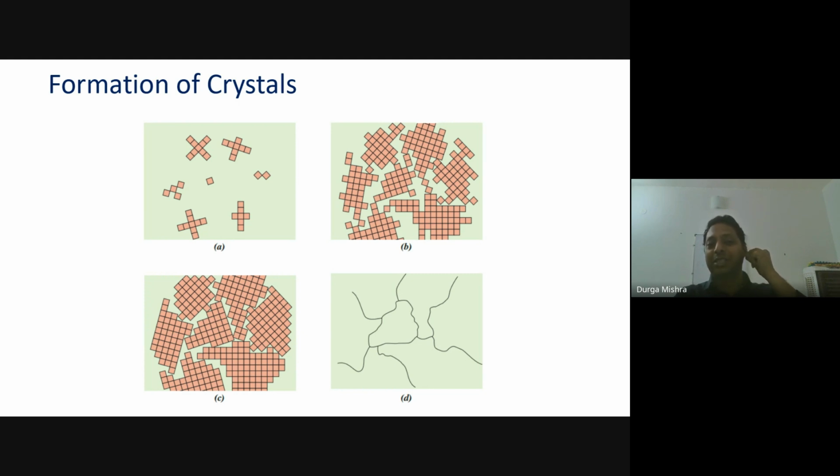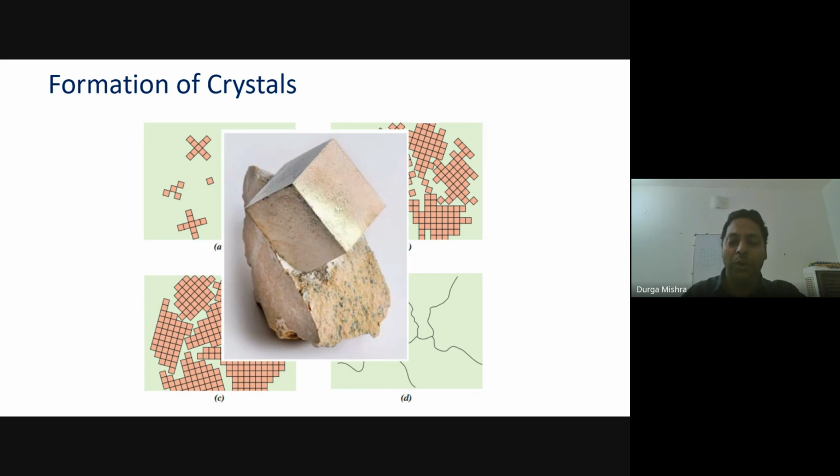Now the question is, how would a single crystal look, how can a single crystal be made, or can we really see a single crystal? Single crystal means there will be no such grain boundary, and all will be oriented along the same direction. So is it possible? It is possible. I'll just show you one picture.